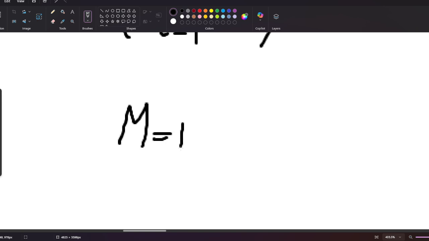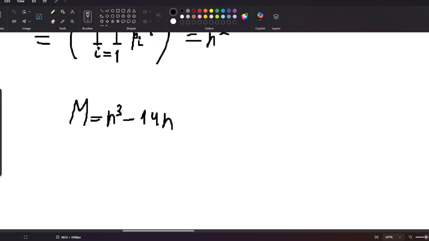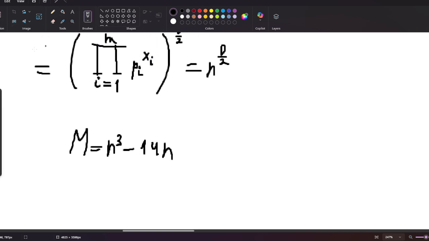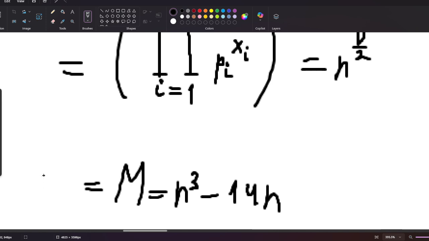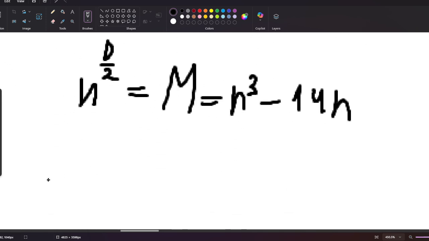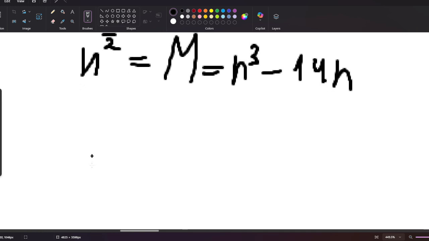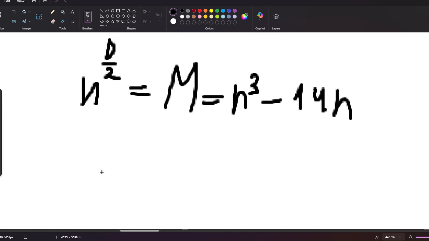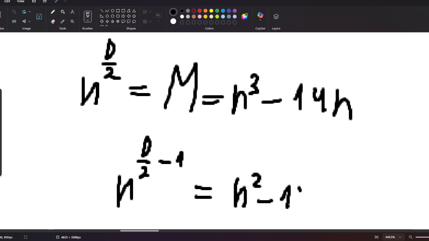M equals n cubed minus 14n. And we know that m is also equal to n to the power of d over 2. So let's divide both sides by n. We know that n is natural, so it can't be 0. That's n to the power of d over 2 minus 1 equals n squared minus 14.